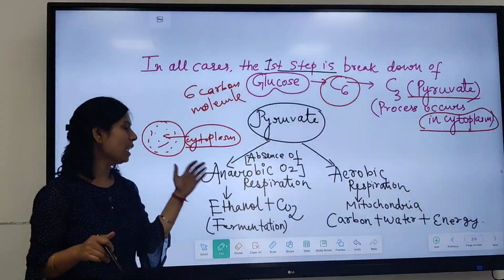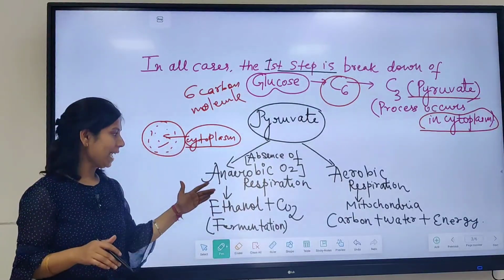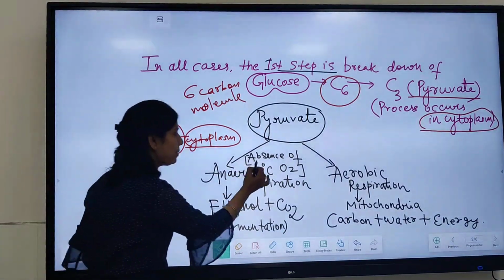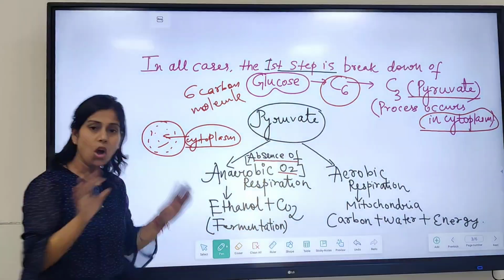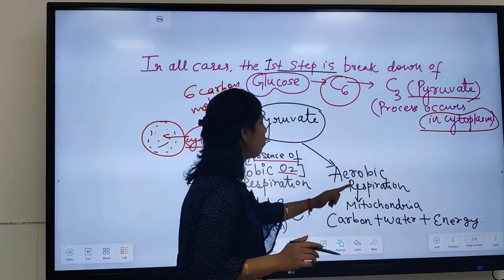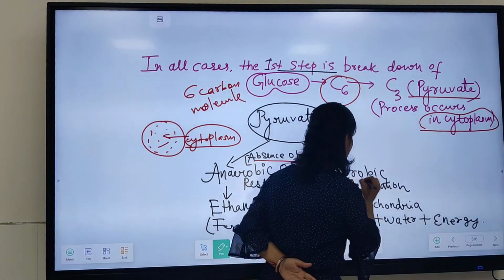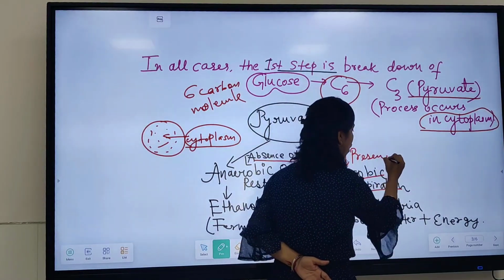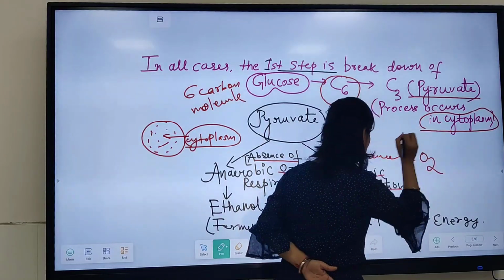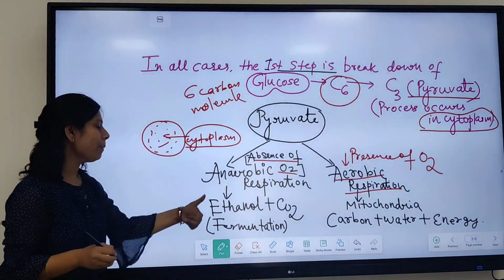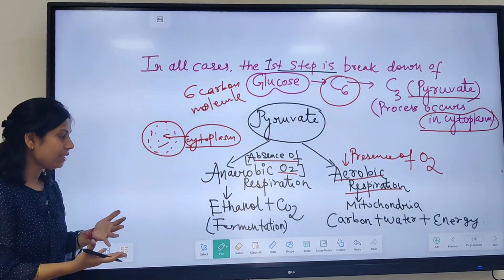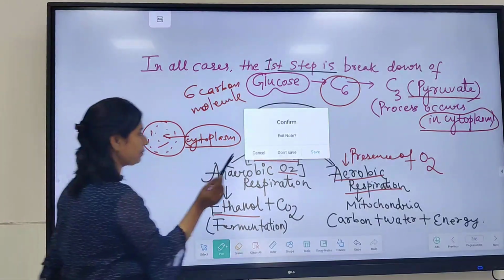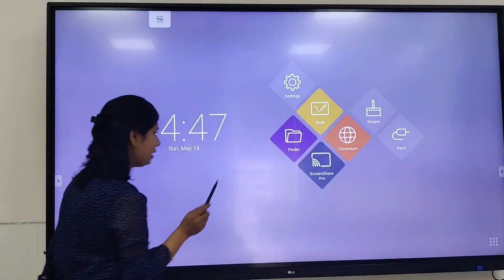Now pyruvate will either undergo anaerobic respiration, which is in the absence of oxygen, or else pyruvate will undergo a process of aerobic respiration, which is in the presence of oxygen. In anaerobic respiration, the products formed are ethanol and CO2. What is ethanol basically?